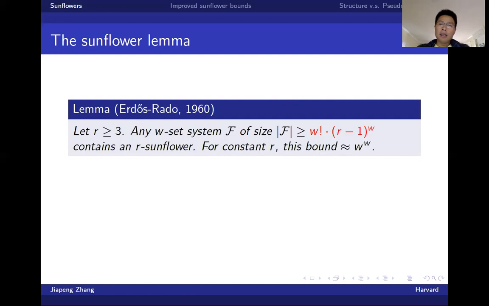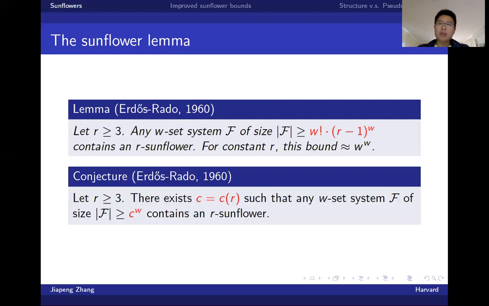Think about R as a constant, for example R is 3, then this bound is roughly W to the W. This is the order of W factorial. W factorial is the main bottleneck here, for constant R. In this paper, they also believed this bound could be further improved.